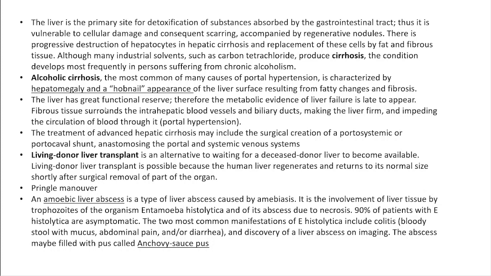So, fibrous tissue surrounds the intrahepatic blood vessels and biliary ducts, making the liver firm and impeding the circulation of blood through it. That causes portal hypertension. Now, the treatment of advanced hepatic cirrhosis may include surgical creation of a portosystemic or portocaval shunt, anastomosing the portal and the systemic. One of those surgeries is called TIPS, or transjugular intrahepatic portosystemic shunt, that will be told in the subsequent lecture on portal hypertension and portal system.